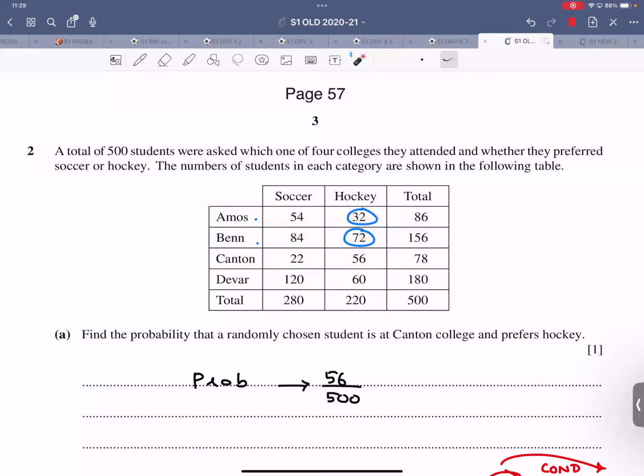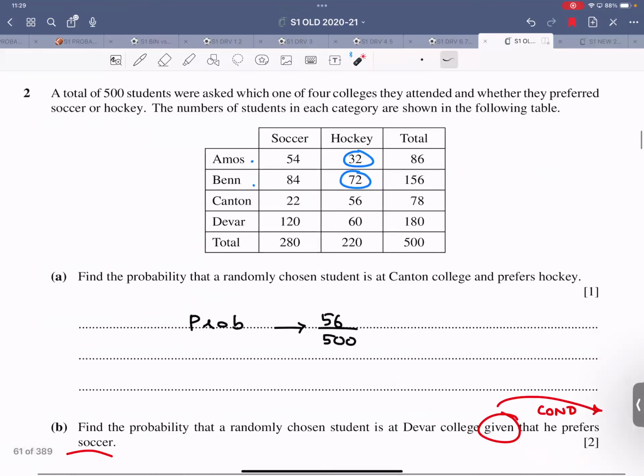That means each person belongs to only one category. That means a person studying in college C and playing soccer is not playing hockey. Neither could he be in any other college. So now it says, find the probability that a randomly chosen student in C college prefers hockey. Randomly chosen student, denominator is 500.